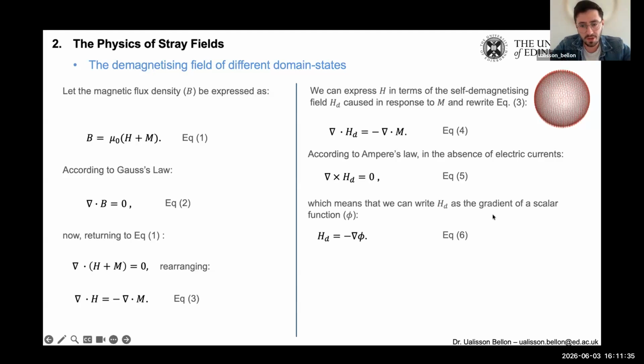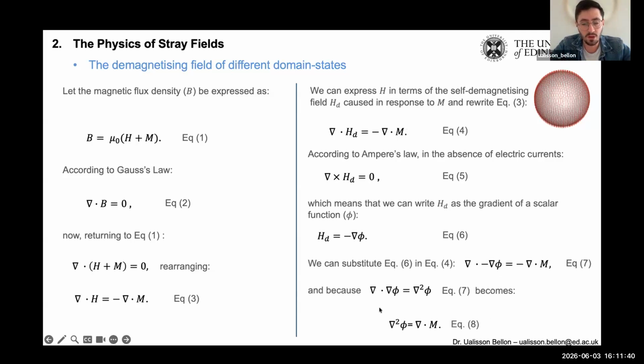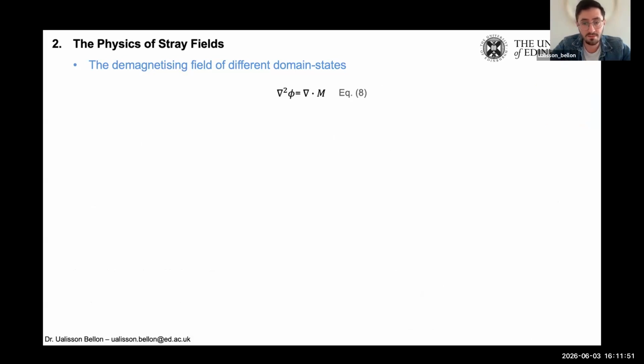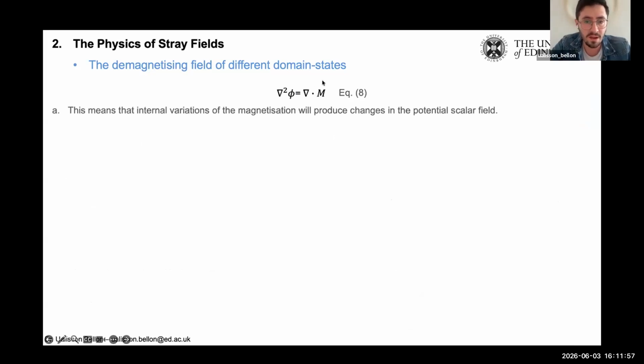If we substitute this equation 6 right here in equation 4, we end up with this equation right here. Then we know mathematically that the divergence of the gradient of a scalar potential field is equal to the Laplacian of that potential, so we end up with this equation 8, which is very key to what we're doing, because what it's saying is that any internal magnetic variations will of course produce external variations in that potential field as well. So we end up with a way of understanding how the magnetic fields outside of that particle are dictated by the internal magnetic structure.